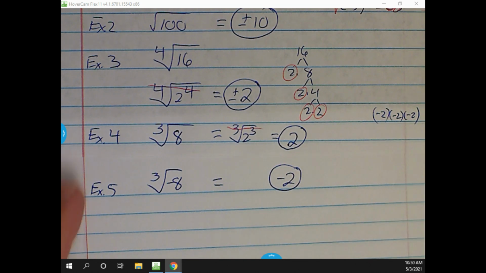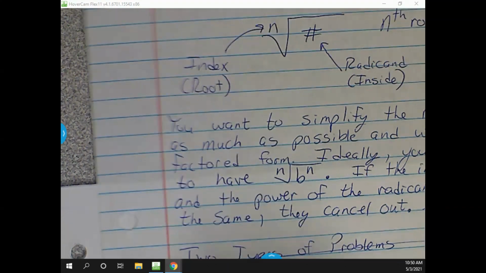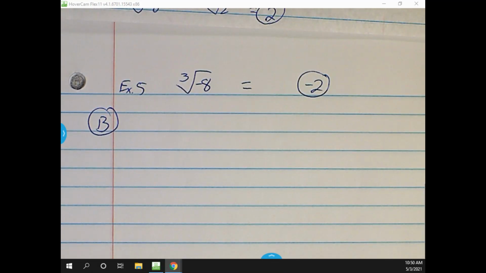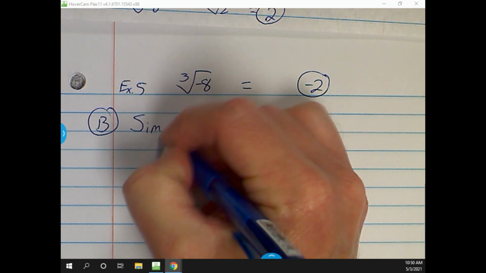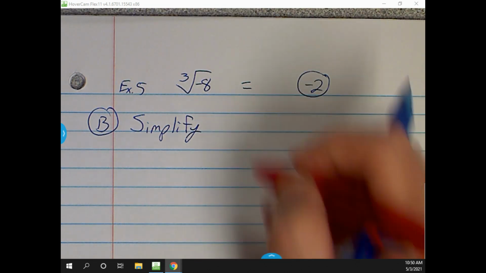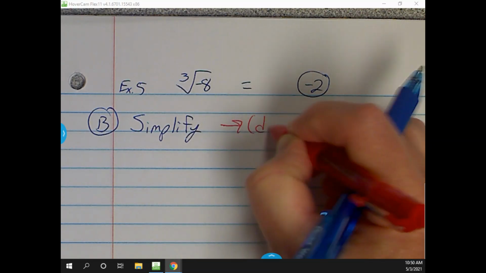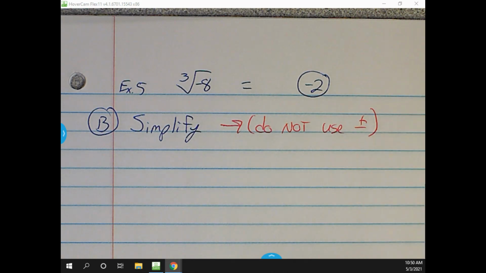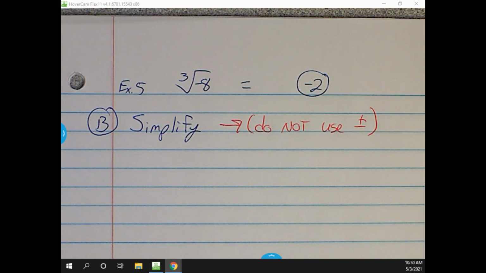Here's the second type. So if this is type A, where it says list all the roots, here's the second type. The second thing they're going to ask you to do after they give you a couple of problems is just to simplify. And if it's simplify, there's only one answer. For this one, you do not use your plus or minus, no matter what. There is no plus or minus. There's one answer and one answer only that you're looking for.